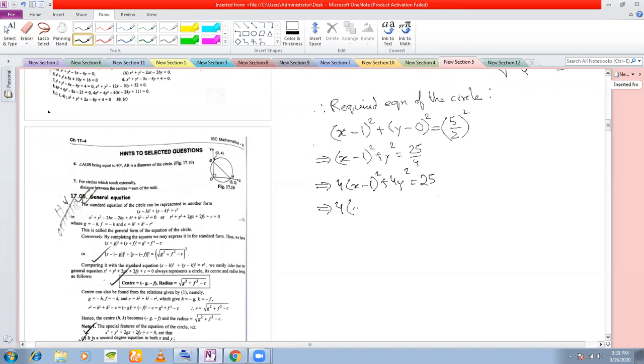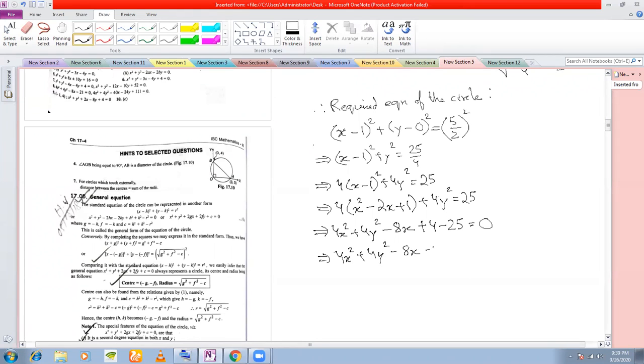4 times x square minus 2x plus 1 plus 4y square is equal to 25. That means 4x square plus 4y square minus 8x plus 4 minus 25 is equal to 0, which gives minus 21. So 4x square plus 4y square minus 8x minus 21 is equal to 0. This is the equation of the circle.